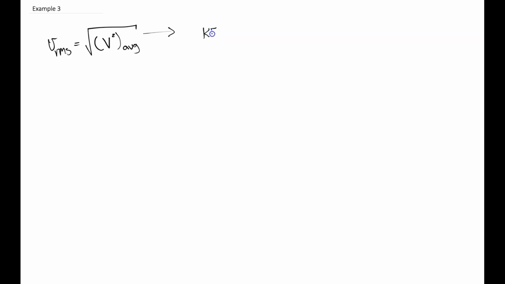Keep in mind that the kinetic energy is 1/2 mv squared average, or it could also be given by 3/2 kT if we know the temperature instead. So it's useful sometimes to find what the squared average of the speeds are.